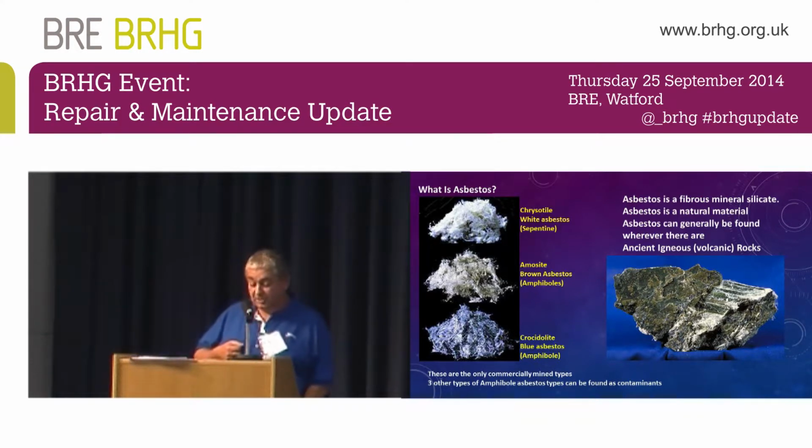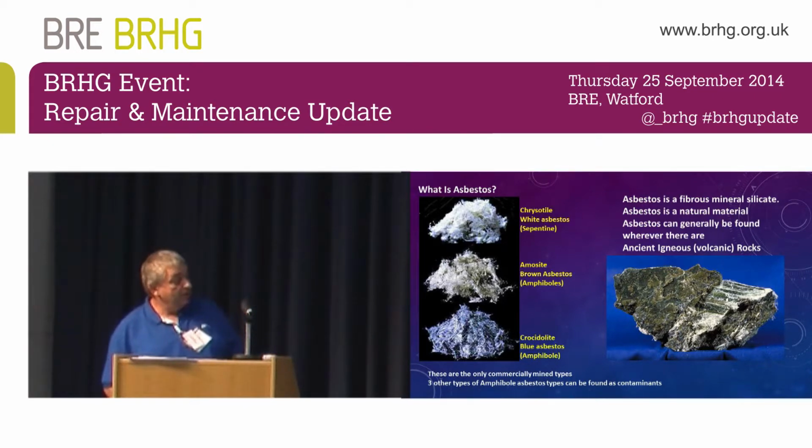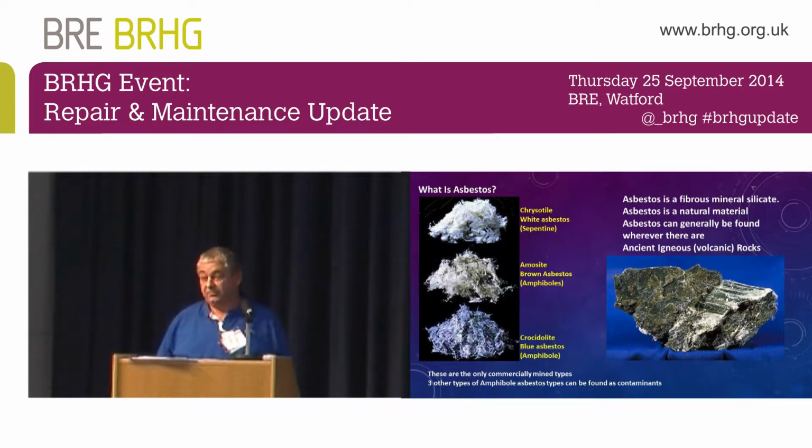We've then got amosite brown asbestos. It's one of the most common amphibole asbestos types. And we've got the most deadly asbestos, which is crocidolite blue asbestos. And again, it's an amphibole. All the other asbestos types are amphiboles. These three are the only commercially mined types.